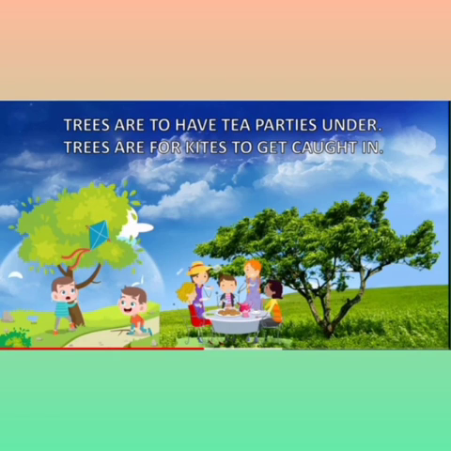Trees are to have tea parties under. Trees are for kites to get caught in. People host garden tea parties and call up their friends to have tea with them under the shade of the trees. Trees are for kites to get caught in. Sometimes kites get stuck in the branches of the trees, and the children then climb up the branches to free their kites.